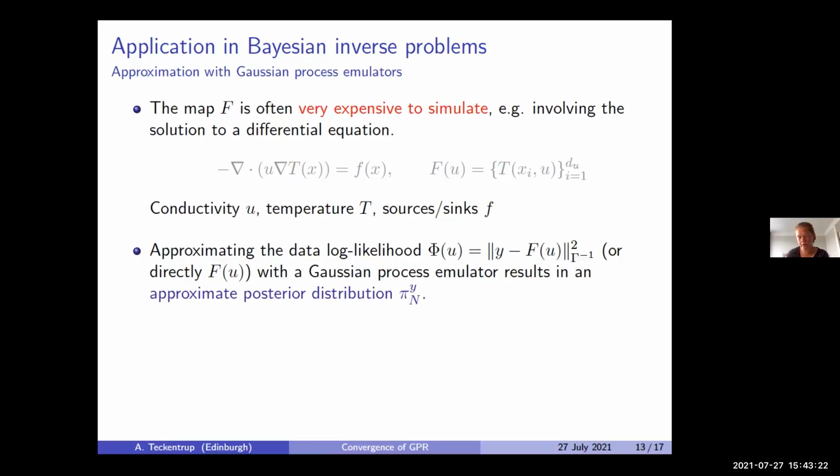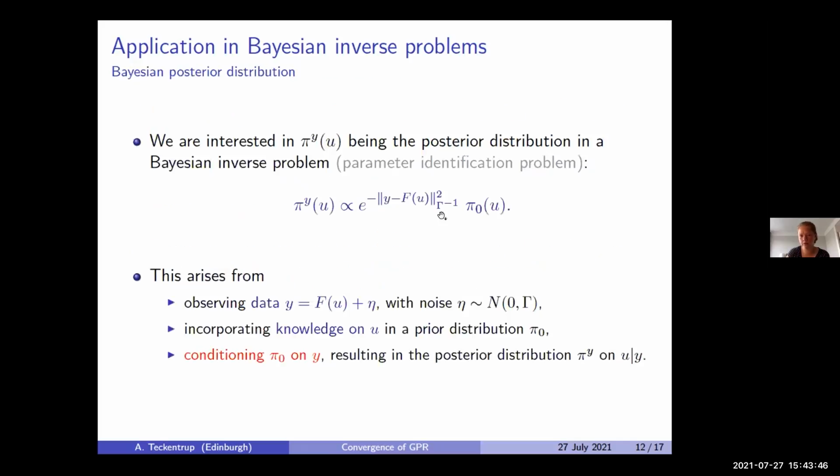You would compute the capital F, or directly the log likelihood phi, evaluating it at some design points UN, and then use Gaussian process regression to get an approximation. You can then plug this approximation into your posterior distribution. So in the posterior distribution, you would approximate this phi, or this F, or directly the norm that you have here, using Gaussian process regression.